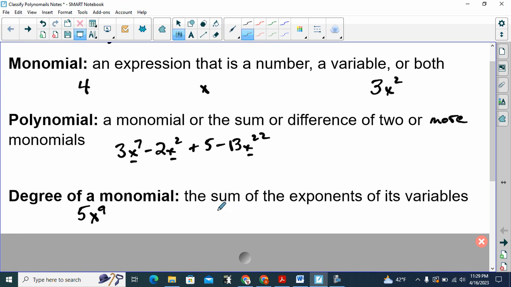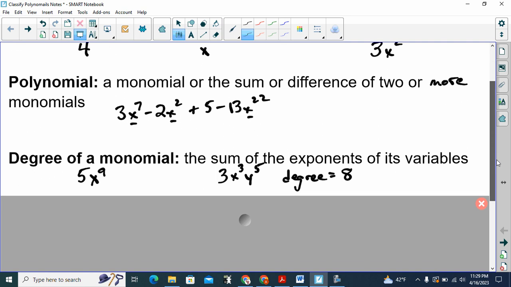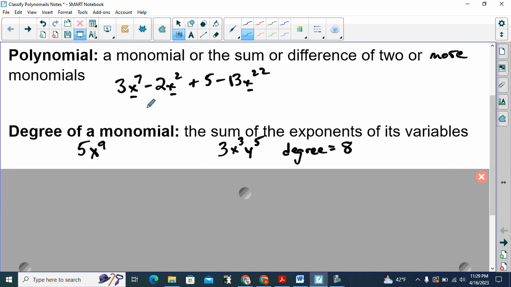If you do happen to have more than one exponent, or more than one variable, 3x to the 3rd, y to the 5th, you would add the exponents. The degree of this monomial is 8. Three plus 5 gives us that degree of 8. A polynomial, remember, has a bunch of terms. The degree of the monomial is the sum of the exponents.